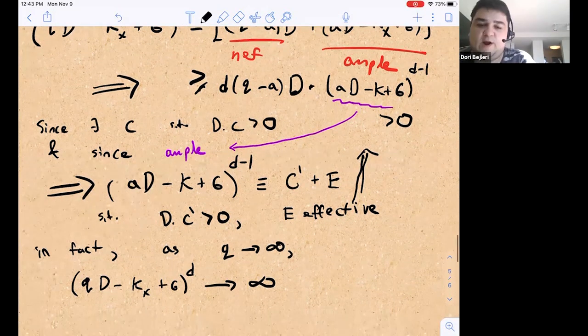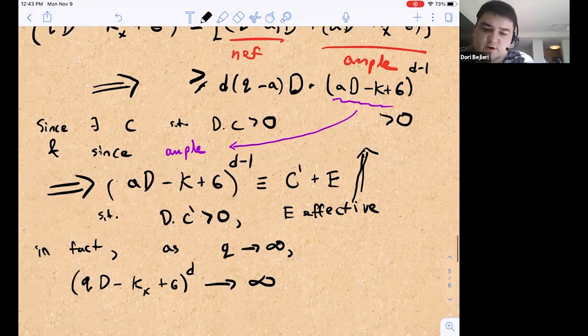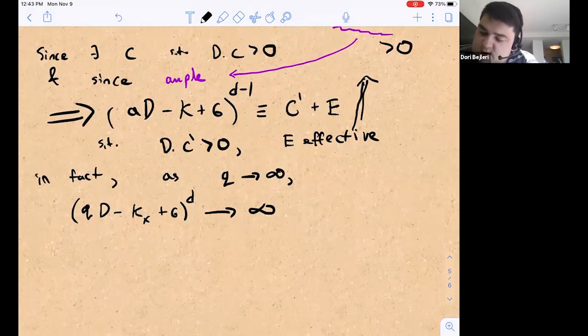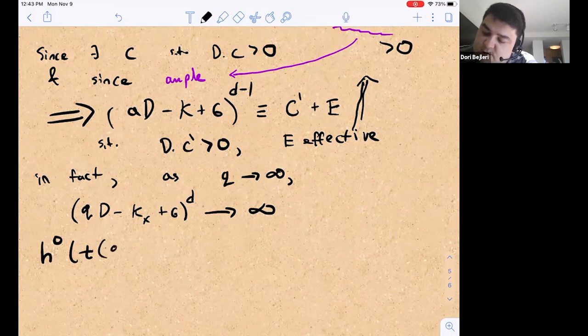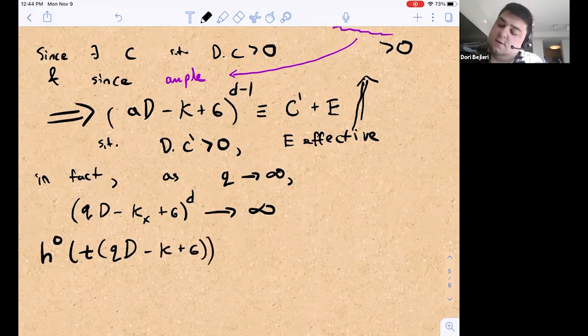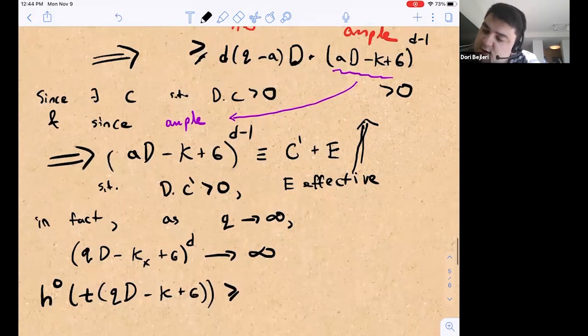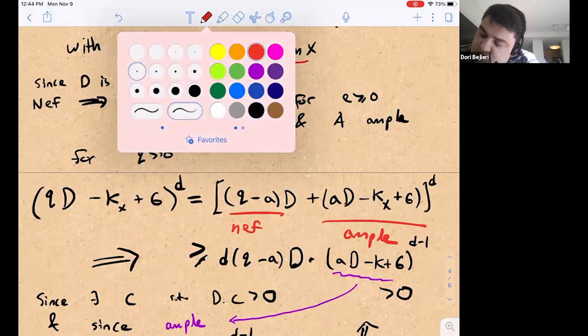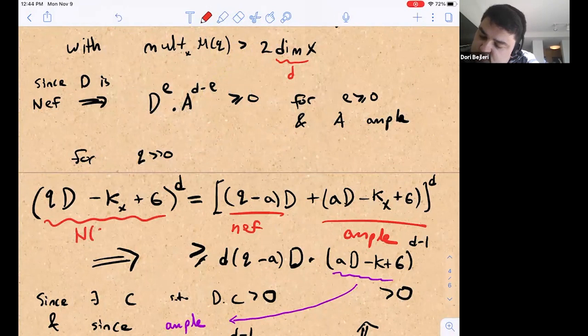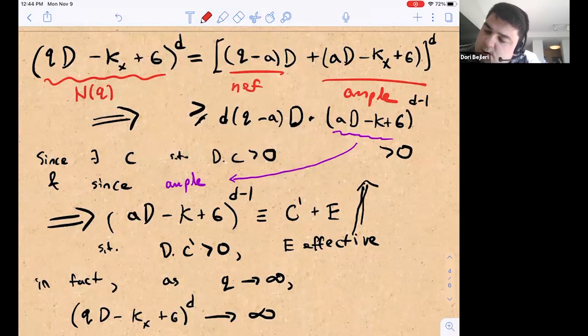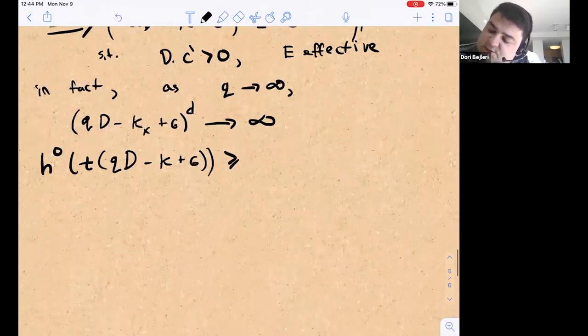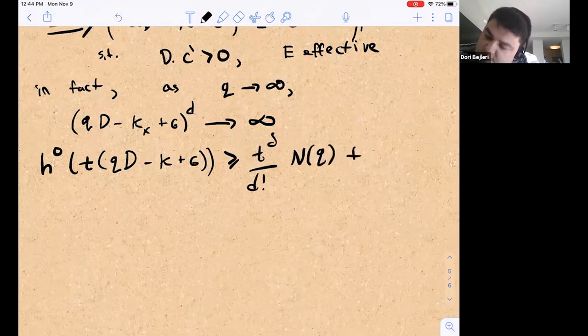Okay, so then we write down what asymptotic Riemann-Roch says, which we briefly used before, but you can just believe me. So asymptotic Riemann-Roch says that the space of sections, if we write it down as a polynomial in this coefficient t times whatever our divisor is, in this case QD minus K plus G, is going to be greater than or equal to, let me just give some notation here. Let's call this term that we just showed goes to infinity N of Q. So asymptotic Riemann-Roch tells us that the space of sections is greater than or equal to t to the d over d factorial times N of Q plus some lower order terms.